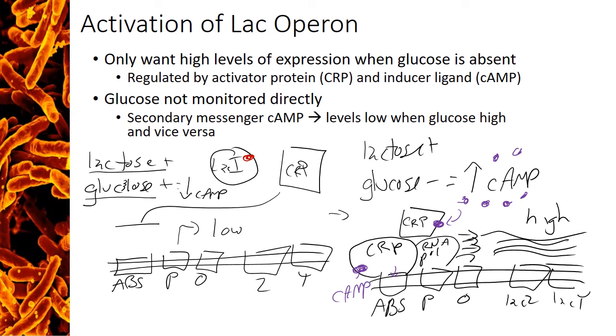So when glucose was present, we had low levels because we did not have the activator protein binding, but when glucose goes away, cyclic AMP levels increase. Cyclic AMP binds to the activator protein, which allows it to bind to the DNA. This recruits RNA polymerase, leading to high levels of expression, which is important because we now need these proteins to break down the lactose and get energy because there's no more glucose to use for energy production.